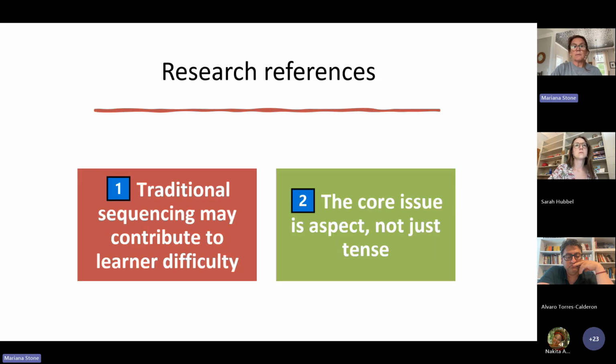Now, the reason for that is because we think that traditional sequencing might contribute to why they have trouble acquiring it. And this is just specifically a linguistics issue, that preterite and imperfect are an issue of aspect, not so much of tense. So we think that presenting it differently will give us a different path of acquisition.